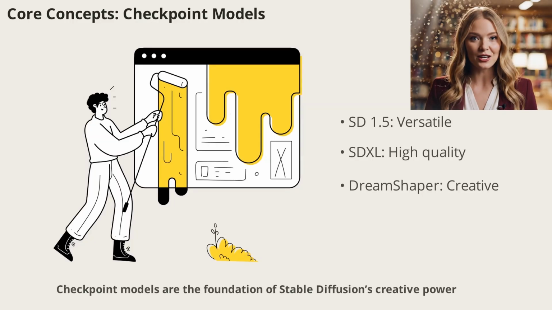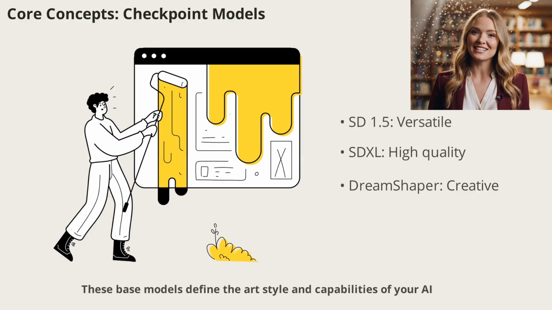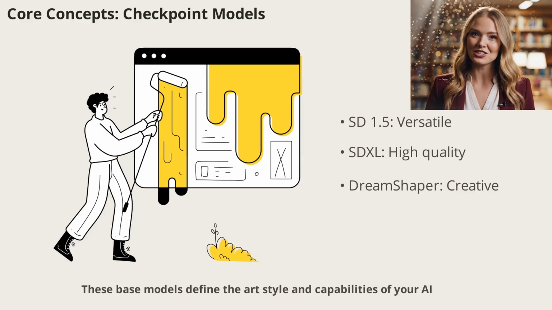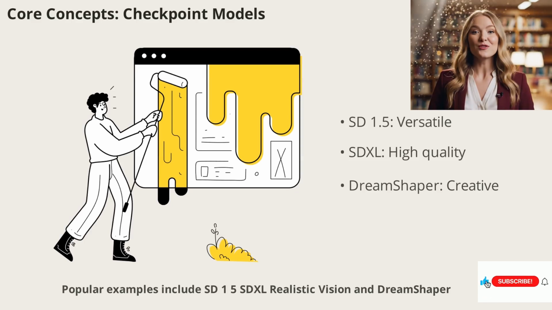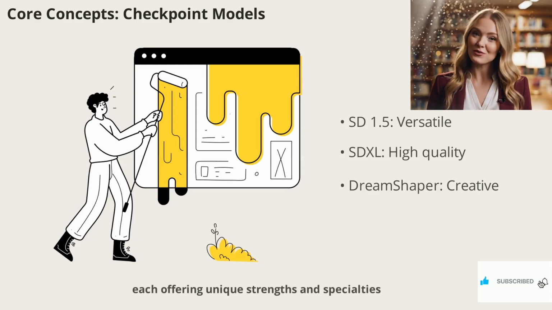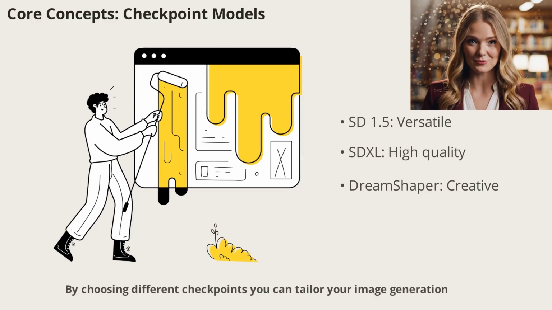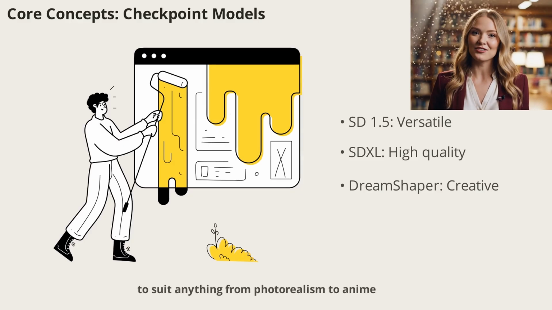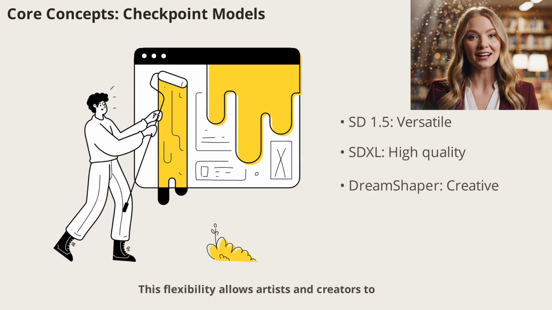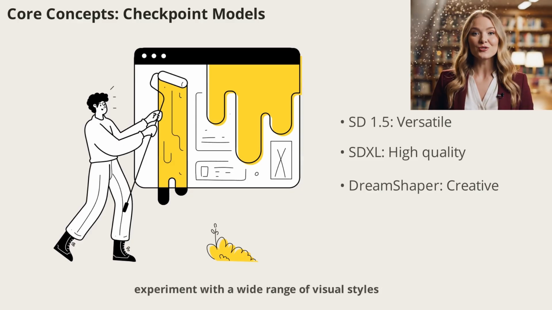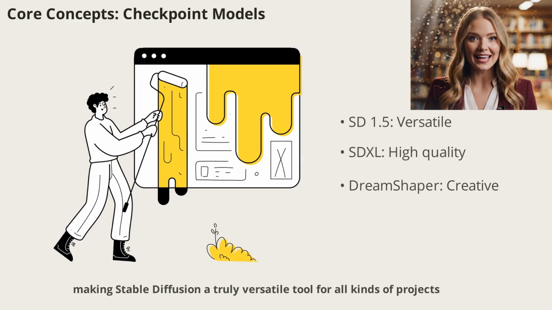Checkpoint models are the foundation of Stable Diffusion's creative power. These base models define the art style and capabilities of your AI. Popular examples include SD 1.5, SDXL, Realistic Vision, and Dreamshaper, each offering unique strengths and specialties. By choosing different checkpoints, you can tailor your image generation to suit anything from photorealism to anime. This flexibility allows artists and creators to experiment with a wide range of visual styles, making Stable Diffusion a truly versatile tool for all kinds of projects.